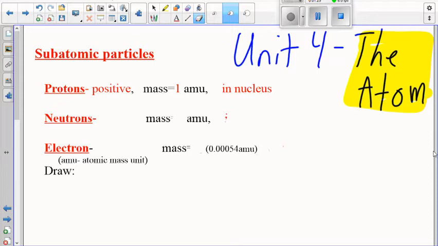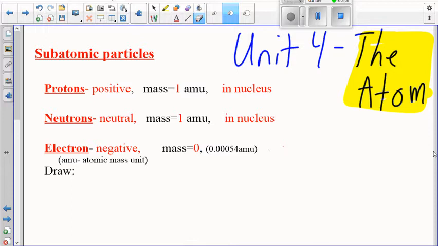Neutrons are neutral. They also have a mass of 1, and they are also found in the nucleus. So the only difference between a proton and a neutron is that a proton has a charge of +1. Electrons are negative. Their mass is quote-unquote 0.